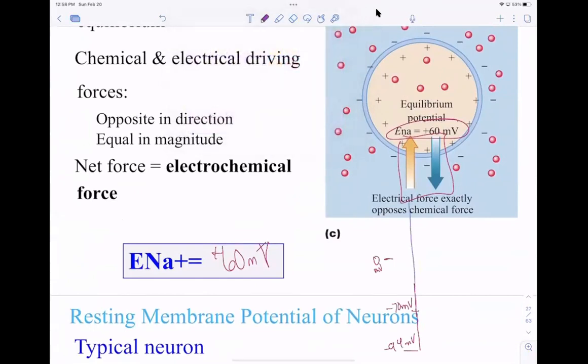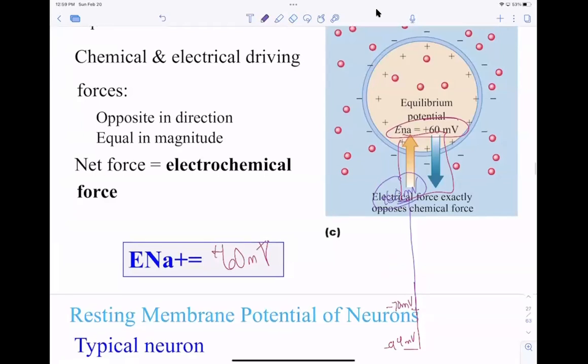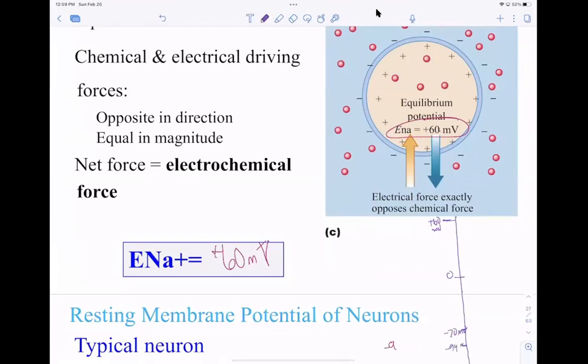Is that this is positive. And I'm putting positive 60 up here, and I'm going to put 0 about here. I'm going to just completely start over so I can make it look a little bit more obvious to you. Here would be 0. Here would be negative 70. And here would be negative 94.